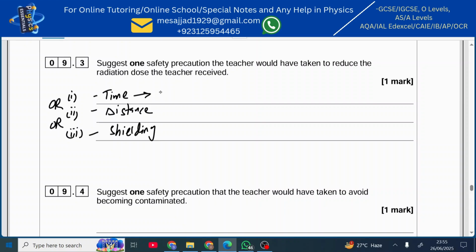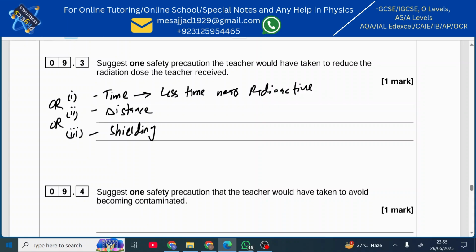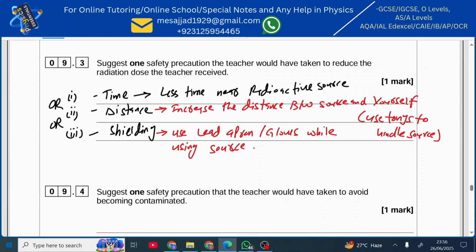Spend less time near the radioactive source. So you need to spend as little time as possible near the radioactive source. So the time, distance, and shielding principle says spend as little time as possible near the radioactive source. And if you don't do that, increase the distance between you and the source, and you can easily do it using tongs to handle the source.